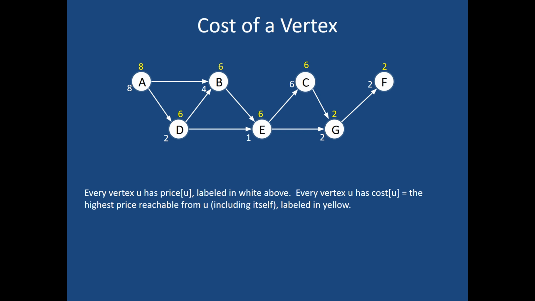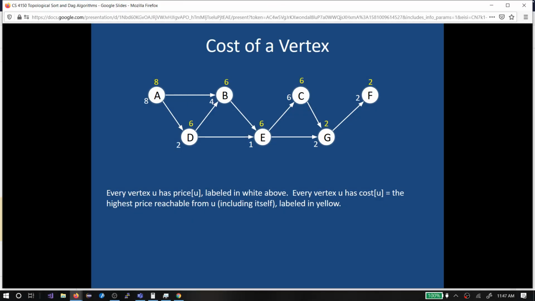Okay. Now, what happens if we start to make this not a DAG? What if we started adding arrows and made this not a DAG? Then our DAG algorithm doesn't fly anymore, right? We can't topologically sort it. So, let's see if we can solve this problem on a non-DAG by using the strongly connected component algorithm.